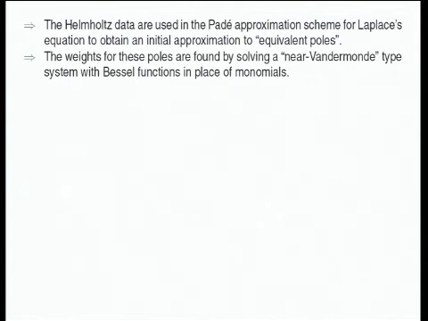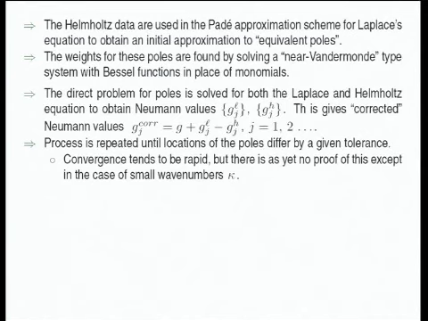Now, when you've got the location, you don't solve for the poles of Laplace, you solve it for that Vandermonde, which gets replaced by powers into Bessel functions, and that gets you the monomial for the residuals. So that's already using, this is using Laplace, but this is now using Helmholtz to update. Then I solve the direct problem for the poles for both Laplace and Helmholtz, getting these things, and then give a correction term like this, and then throw it back in again and repeat.